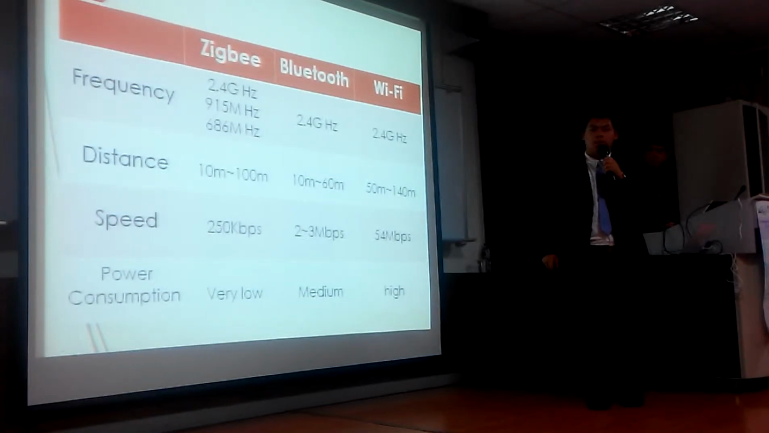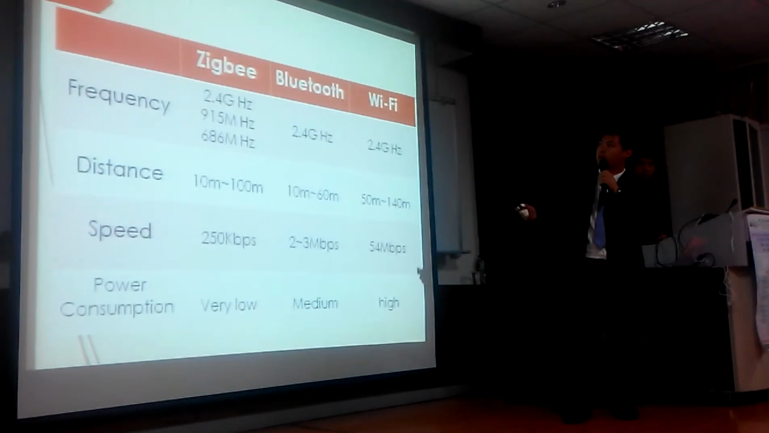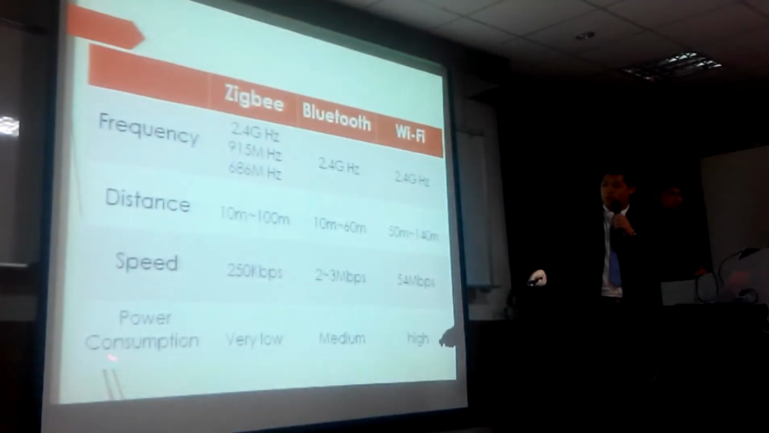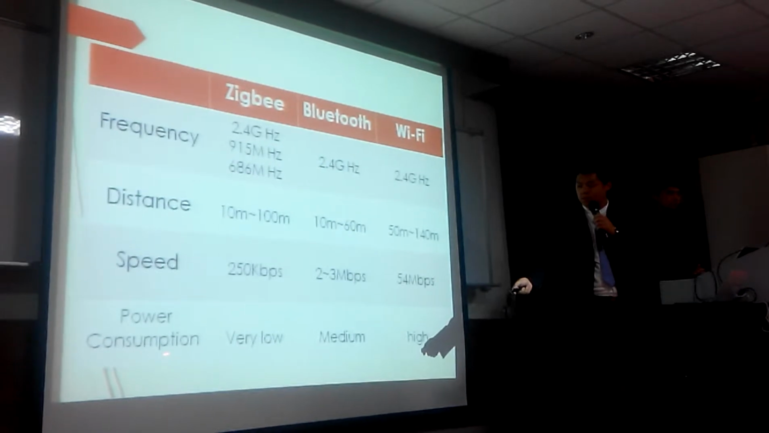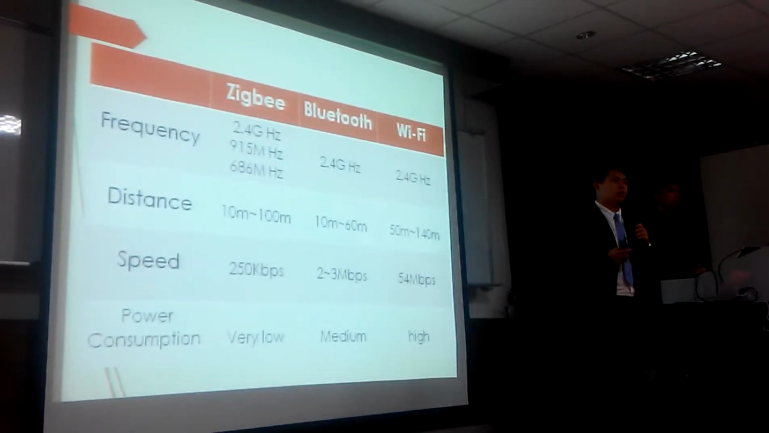And there are many wireless transmission technologies like Bluetooth and Wi-Fi. And why do we choose Zigbee to do indoor positioning? Because its power consumption is very low, and you can use 2 batteries, and you can use them for 1 or 2 months.